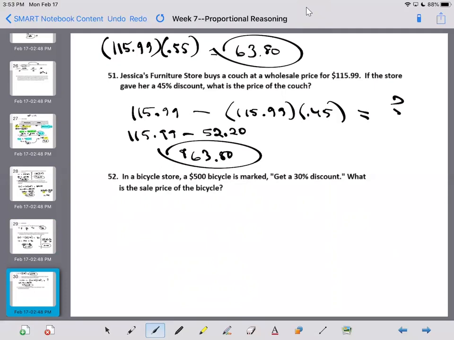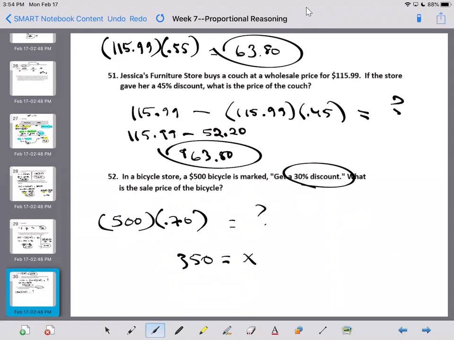Number 52, if a bicycle store, a bicycle is marked, get a 30% discount. Well, if I'm getting a 30% discount, then what are you actually paying? You're actually only paying 70% of it. And that's what you're looking for. So $500, 30% off means you're paying 70%. You're going to get that bike's going to cost $350.